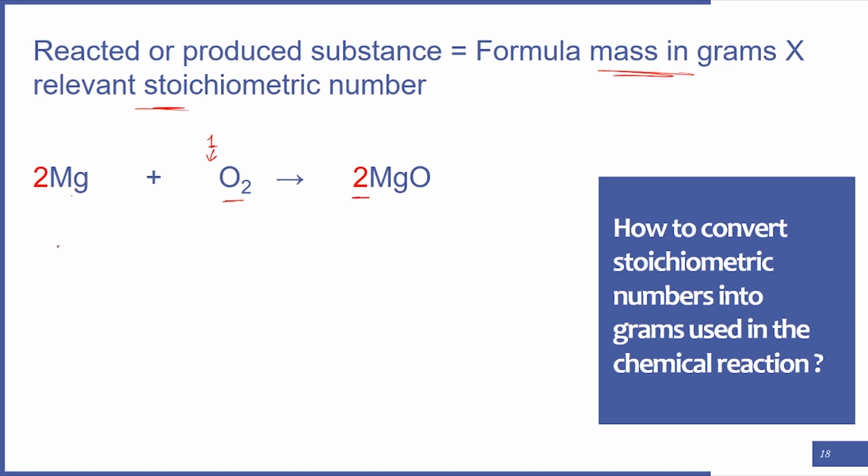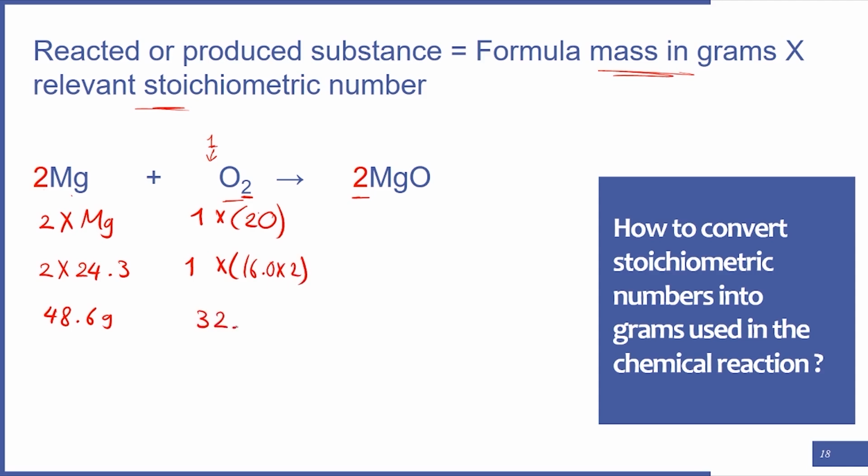If we convert the moles into grams, we will be able to calculate the number of grams that are used and produced. We have 2 moles of magnesium multiplied by the formula mass of magnesium, 24.3, equal to 48.6. For oxygen, we have 1 mole multiplied by the formula mass of oxygen gas, which is 16 multiplied by 2, because oxygen gas contains 2 oxygen atoms, equal to 32. For the product, we have 2 moles of magnesium oxide multiplied by the magnesium oxide formula mass, which is 24.3 for magnesium and 16 for oxygen, equal to 80.6 grams.